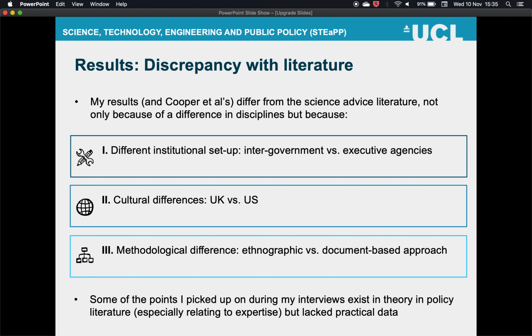Some of the points I picked up do exist in the policy literature, especially the ones relating to expertise, but they lack practical data, which is quite convenient for me because I've got the data and it maps on well to the literature, which is the previous diagram I just showed. More to be done in that space as I go along with my PhD.